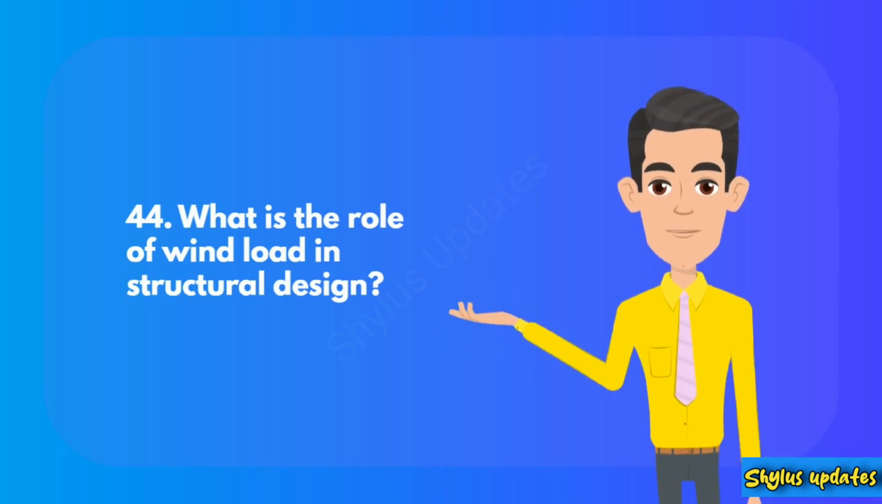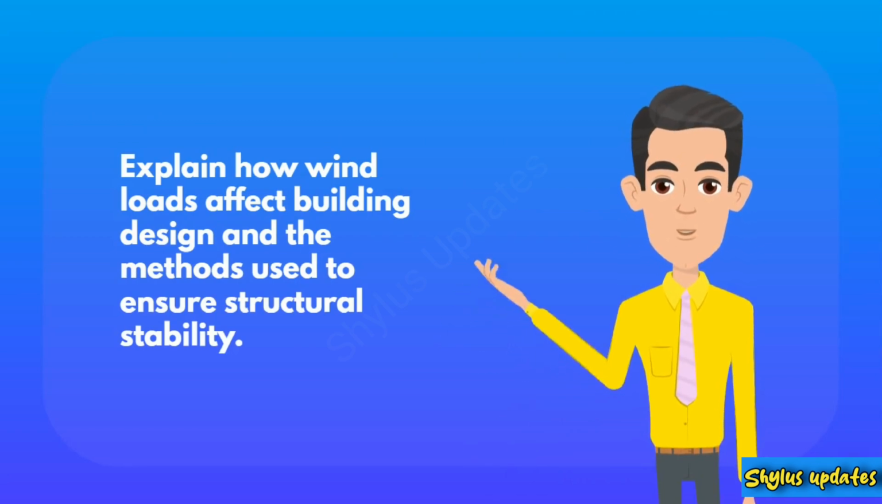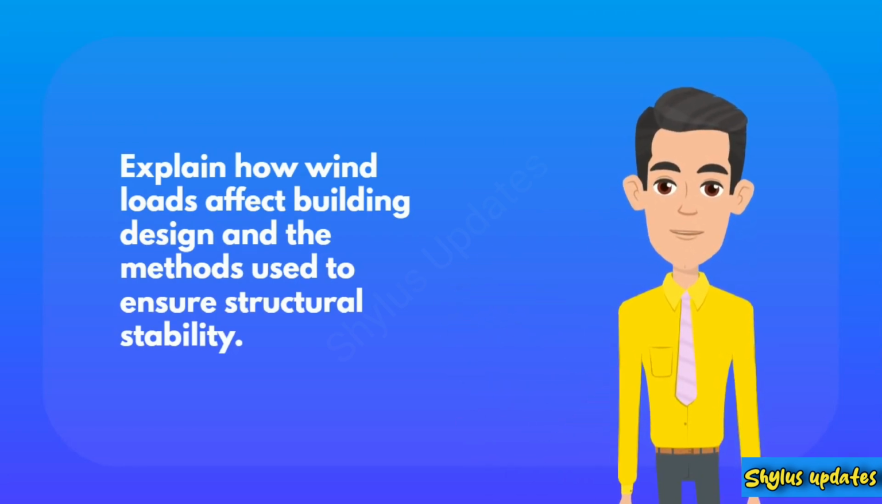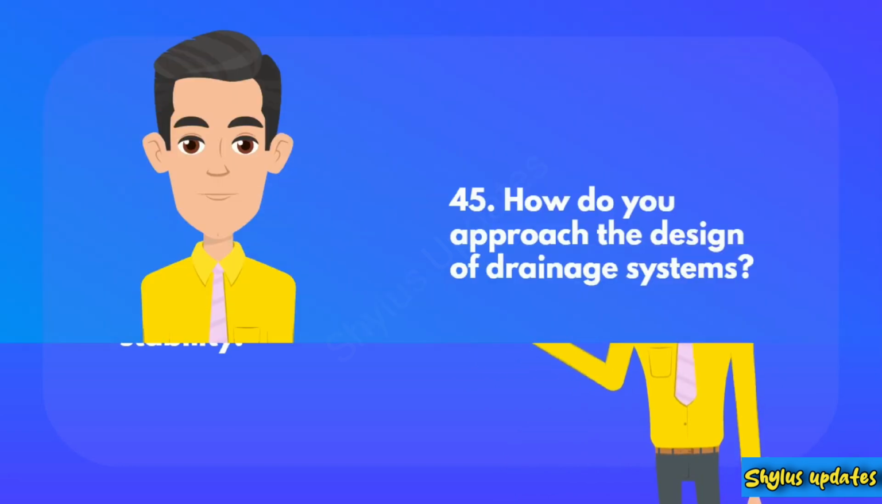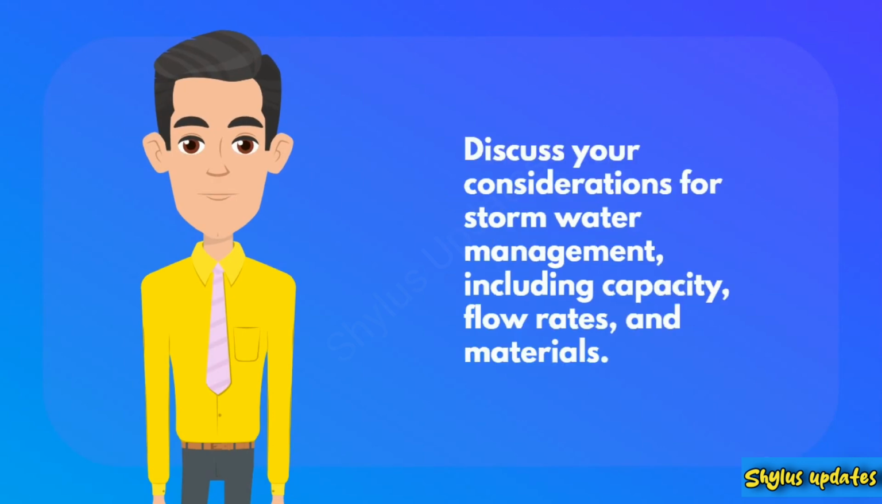44. What is the role of wind load in structural design? Explain how wind loads affect building design and the methods used to ensure structural stability. 45. How do you approach the design of drainage systems? Discuss your considerations for storm water management, including capacity, flow rates, and materials.